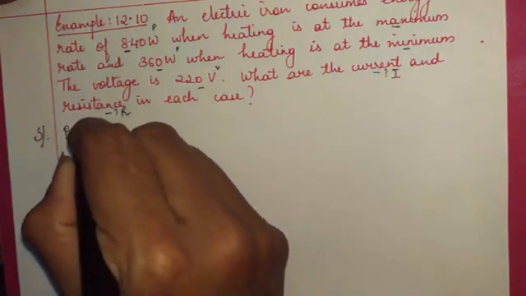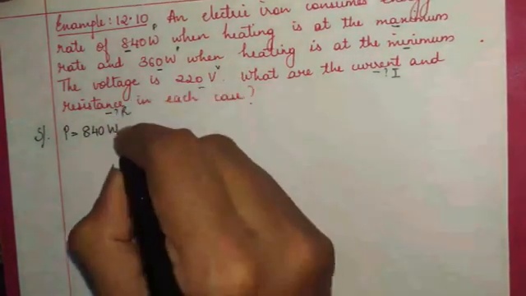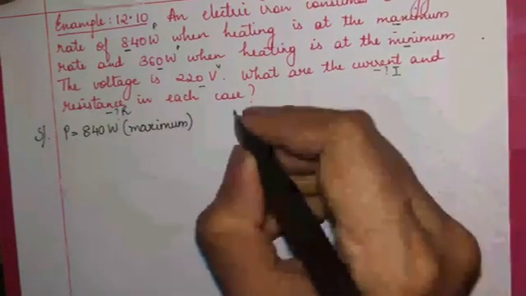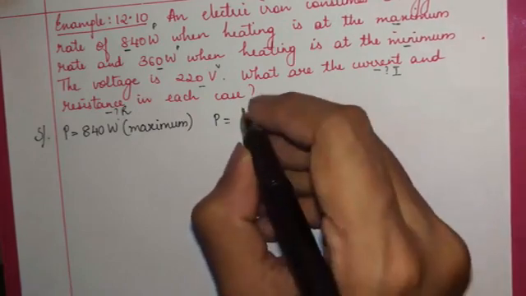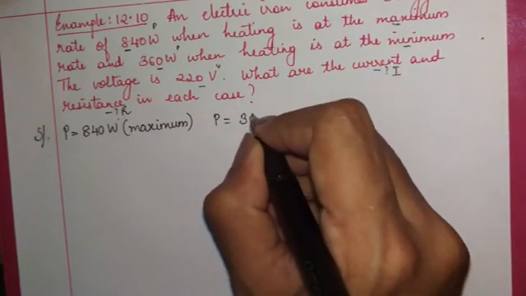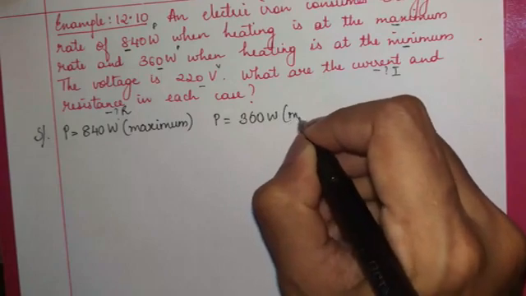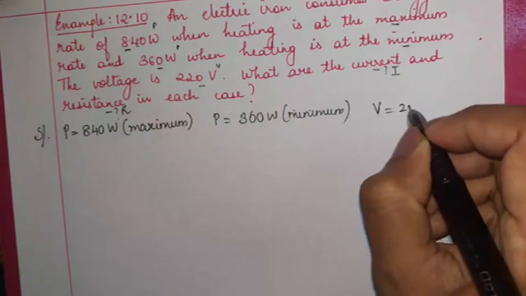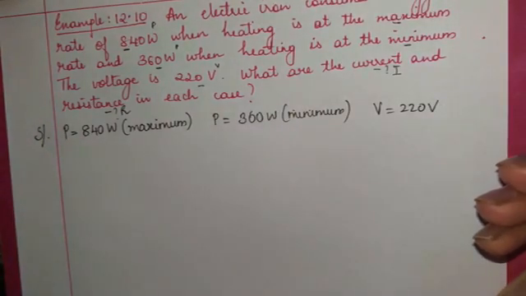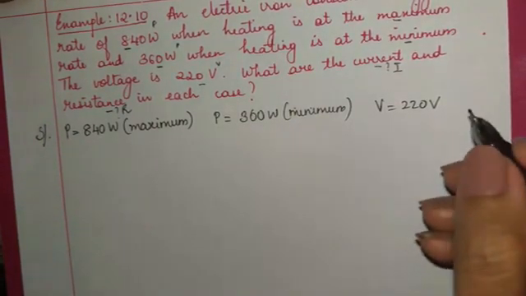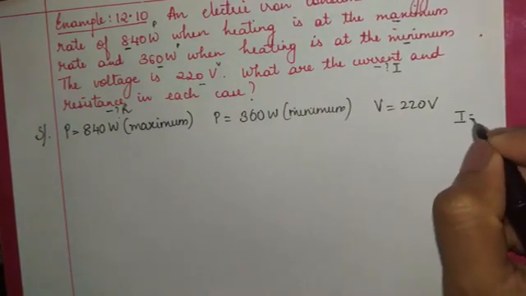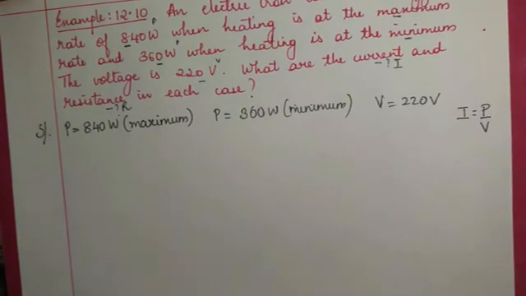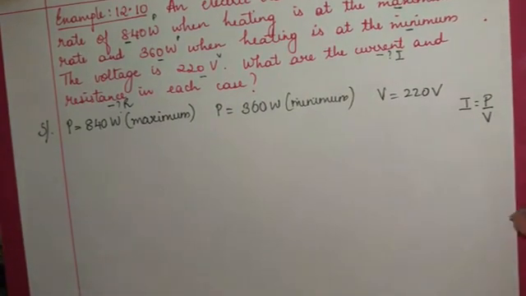So power is equal to 840 watts when it is at maximum. That means the iron is hot. And when it is minimum heating, the power is 360 watts. And we are given voltage is equal to 220 volts. So now let us see. The formula we know is I is equal to P upon V. Okay, we need to know this formula. I is equal to P upon V, where P is the power, V is the voltage.